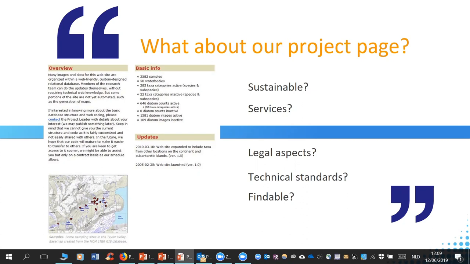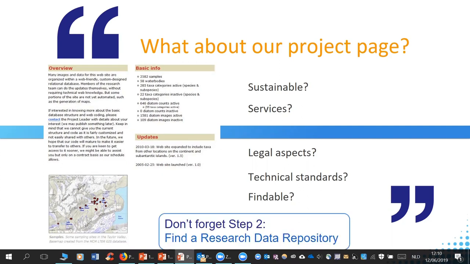I put an example there. It was last updated in 2010. It has some data, and if you want more information on the coding or things like that, you can contact the project leader. Imagine this data set would be really popular, and you get 120 emails asking you, what can I do with the data, and where is the data, and can I use the code, and where is the code? You want to avoid this, and you can do that by finding a research data repository.